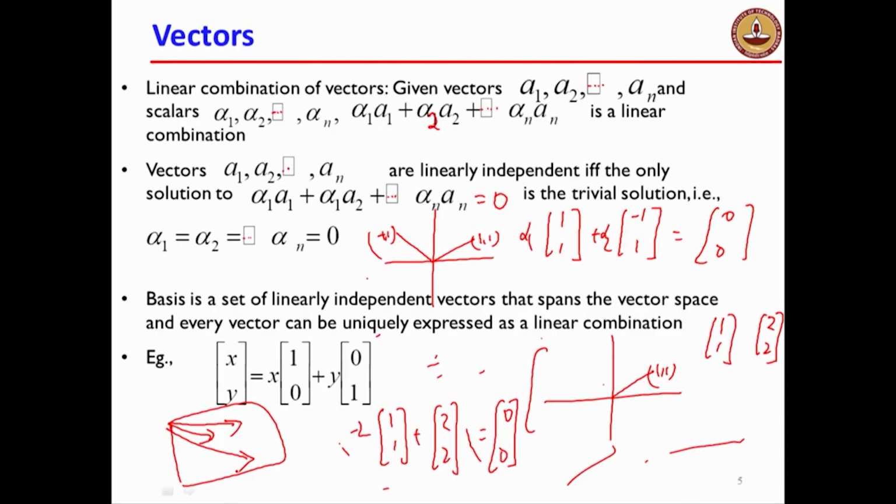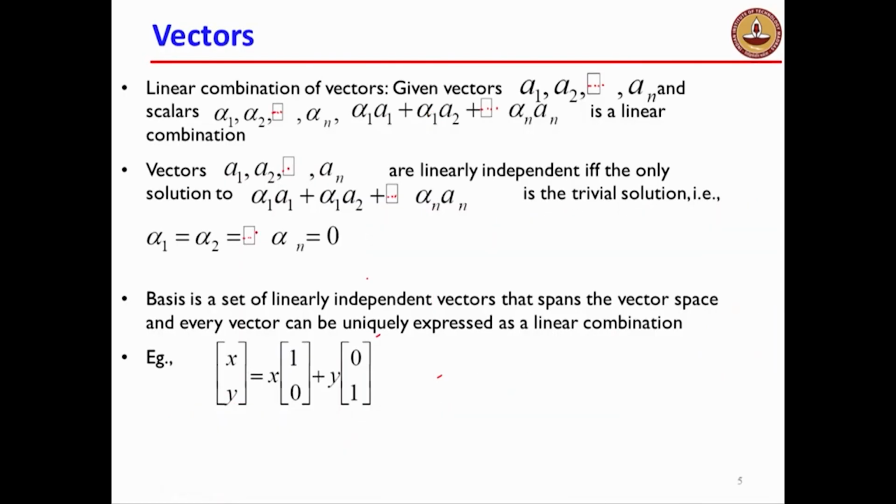So in this case, these 3 vectors are linearly dependent. It is not necessary that they have to just point in the same direction for them to be linearly dependent. As long as I can find a non-trivial combination of these vectors which sums to 0, the vectors become linearly dependent. So let's clear this slide.